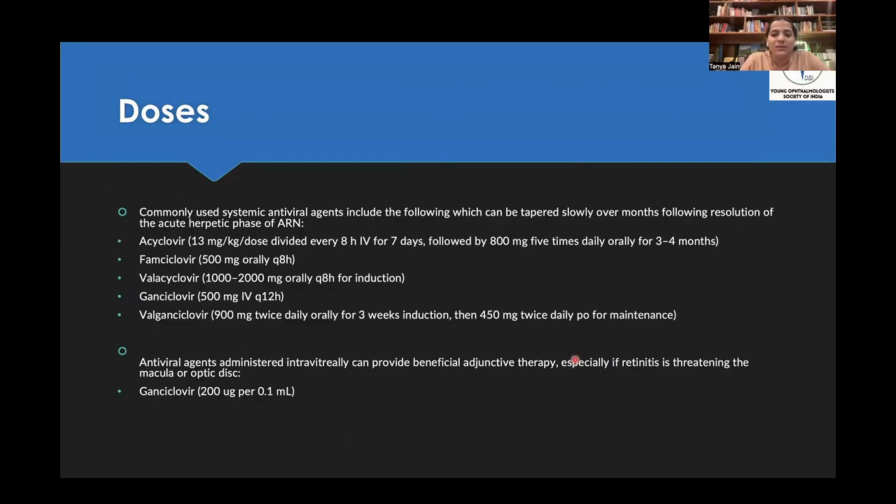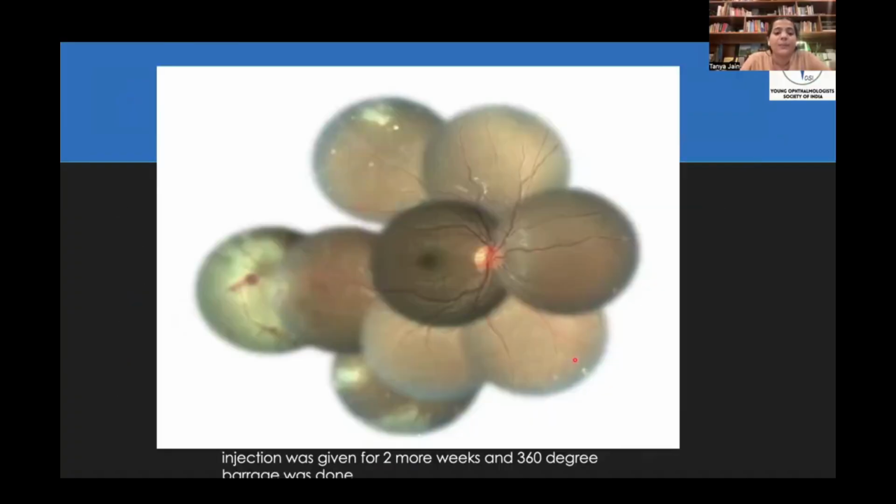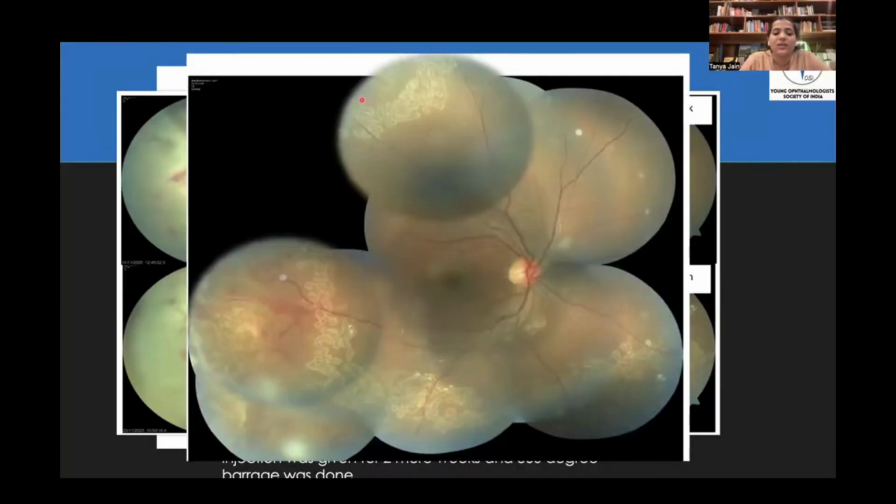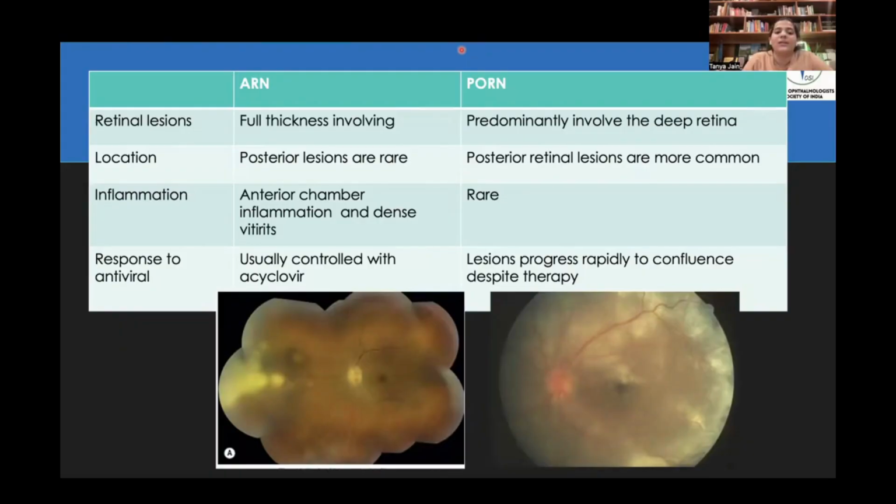So these are the doses. If anyone wishes, they can just pause and see the doses for these antivirals. This is one of our patients who presented with this peripheral, you can see wedge-shaped lesions, retinitis, and we started them with therapy of oral and intravitreal antiviral agents and steroids, and you can see how well the lesions have healed. And in this patient, we have done a therapeutic barrage laser in order to avoid retinal detachment.